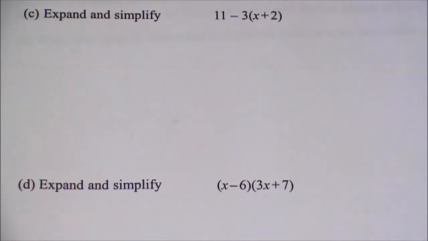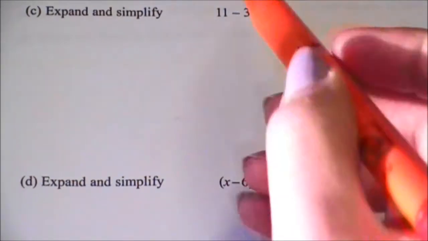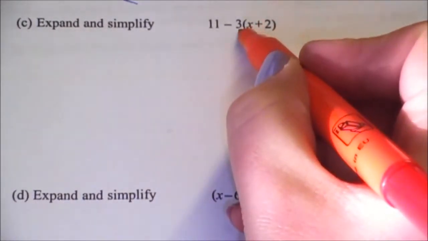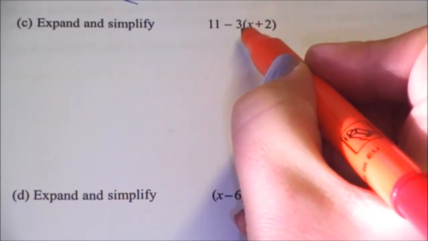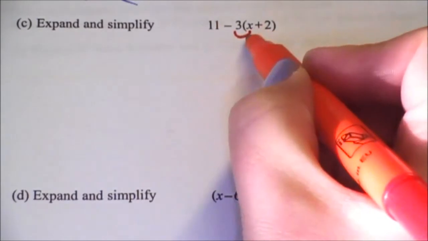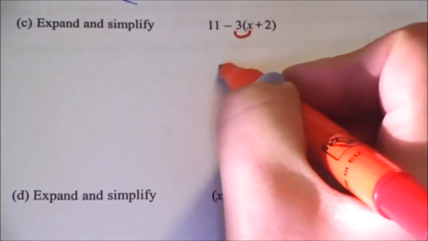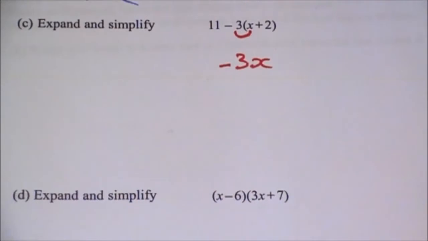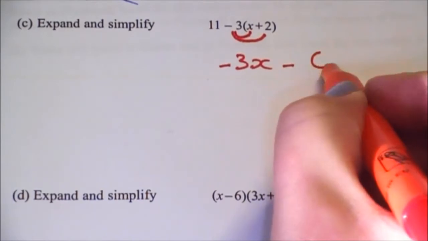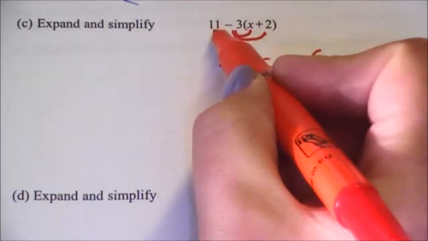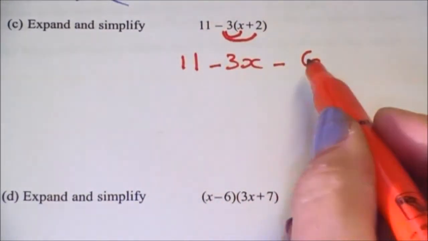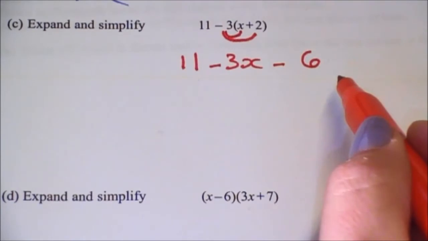Question C wants us to expand and simplify. And although I've got an 11 over here, I'm not going to let that cloud my judgment right now. I'm just going to deal with this. Now, this isn't just a 3 here on the outside of the bracket. It's a negative 3. So I'm going to keep that in mind when I'm doing my multiplying. I'm going to do negative 3 times x is negative 3x. Negative 3 times positive 2 is negative 6. And then there's that 11, which I'm yet to do anything with. So I end up with 11 minus 3x minus 6.